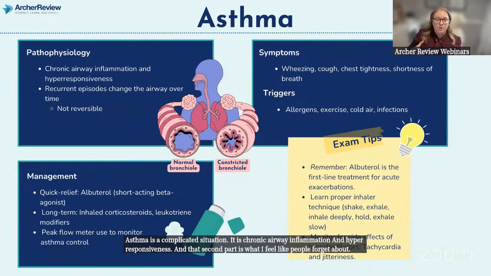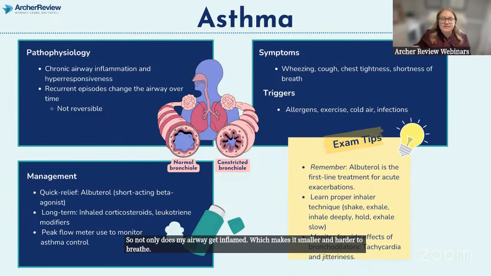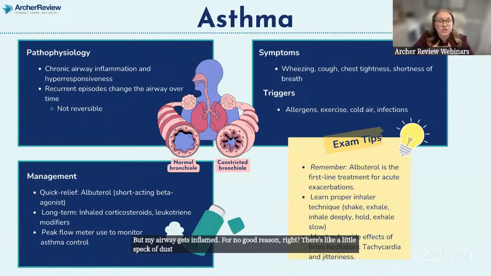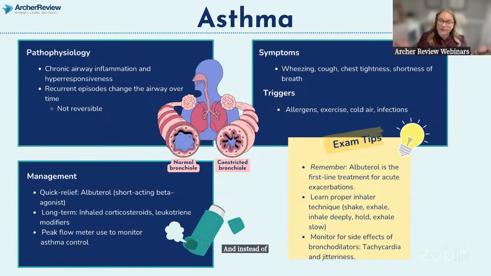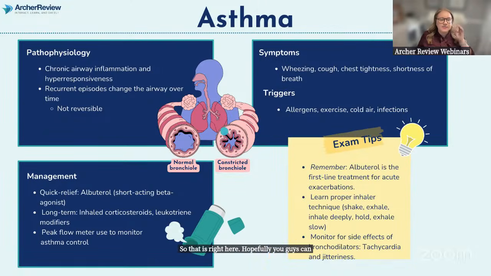So not only does my airway get inflamed, which makes it smaller and harder to breathe, but my airway gets inflamed for no good reason, right? There's like a little speck of dust over here, or I'm anxious about a test, or I go run and play soccer. And instead of just responding appropriately, my airway hyper responds. It goes into overdrive and poof, gets super, super inflamed. So that is right here. Hopefully you guys can kind of see where my cursor is. That bronchiole gets inflamed and constricted. So see, not very much air can go through there compared to a normal bronchiole there.